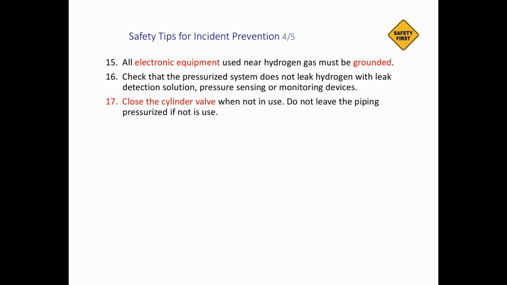And check that the pressurized system does not leak hydrogen, with a leak detection solution or a leak detector, before actually running the samples. And close the cylinder valve when not in use. Do not leave the piping pressurized if not in use. That means when you finish, at the end of the day, you should vent it to the vent line. Okay, don't let the pressure build up in your tubing.